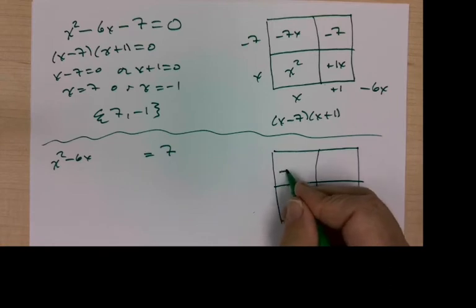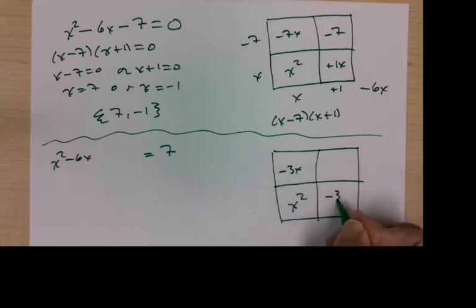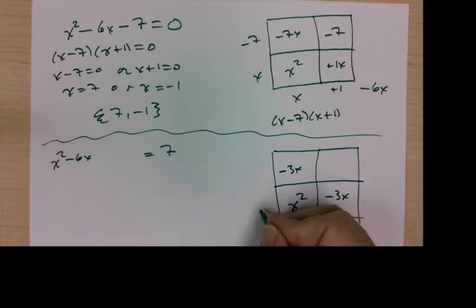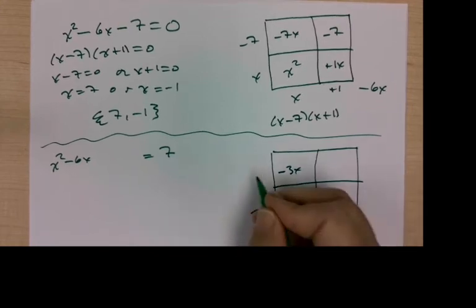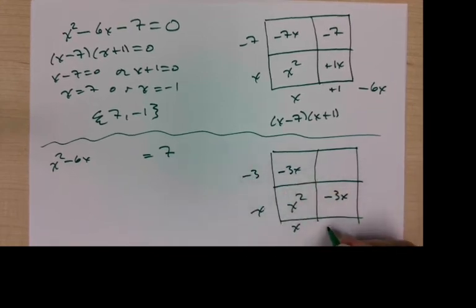So let's go with minus 3x and minus 3x. We need to figure out what goes in this fourth slot to complete the square. So x times x is x squared. Negative 3 times x is negative 3x. Negative 3 times x is negative 3x. But negative 3 times negative 3 is positive 9. So positive 9 will complete the square.